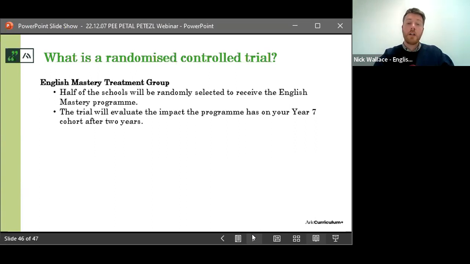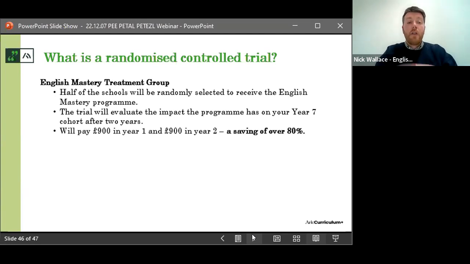So we'll look at how much progress your September 2023 Year 7s make after 2 years of studying English Mastery. Those schools in the treatment group will need to make a financial contribution. You do need some skin in the game, but it is an enormous saving on the programme of over 80%. So the saving is over £6,500. They only pay £900 in the first year and another £900 in the second year.